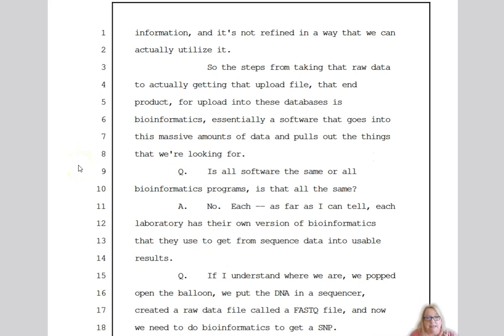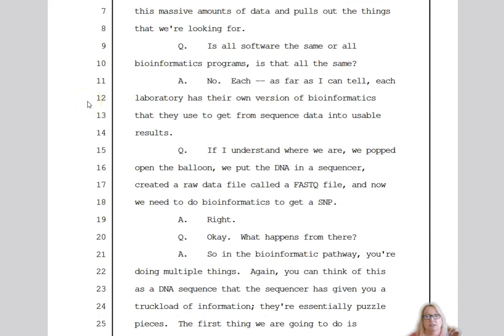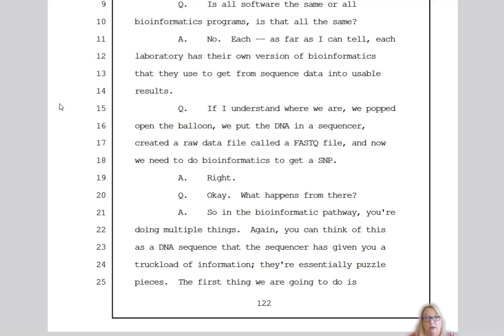So the steps from taking that raw data to actually getting that upload file, that end product for uploading to these databases, is bioinformatics. And it's a software that goes into the massive amounts of data and pulls what they're looking for. She says, is all software the same, or all bioinformatics programs, are they all the same? No. As far as I can tell, each laboratory has their own version of bioinformatics that they use to get from sequence data into usable results.